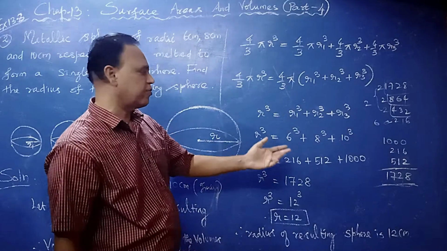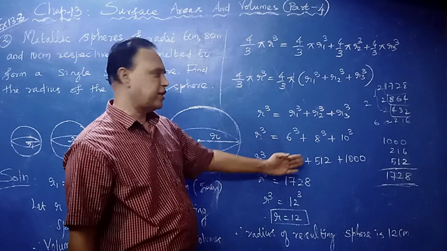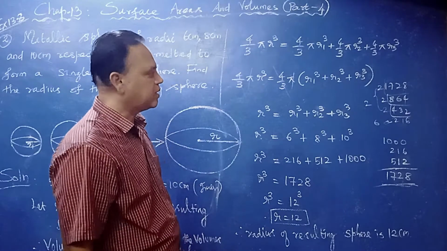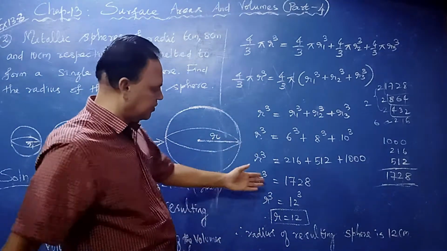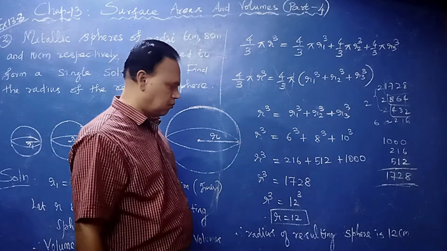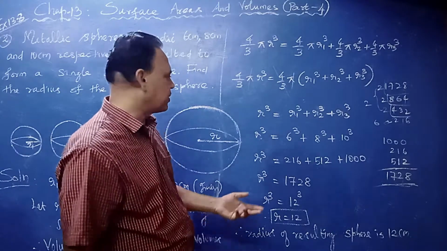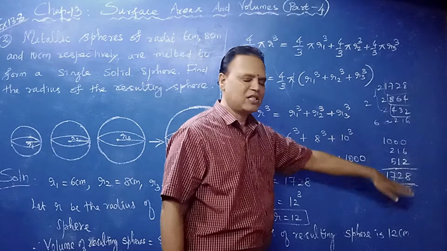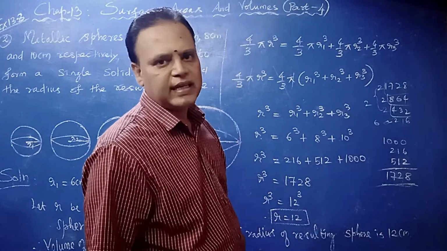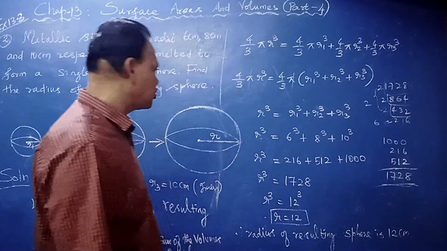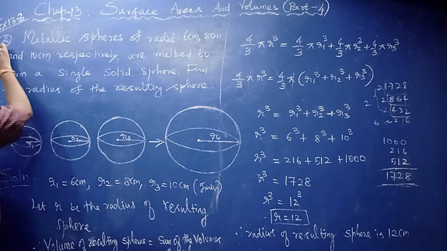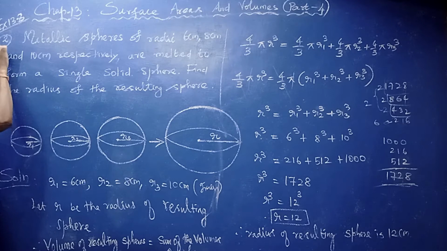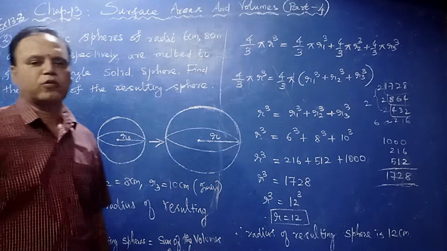6³ is 216, always remember. 8³ is 512, remember that. Then 12³ we can easily find out by factorization. Understand? So easily you can remember: if 6, 8, 10 are given, the next 12 will come. Clear? Like this you have to remember. This problem is very important. Practice well. Simple and very important.